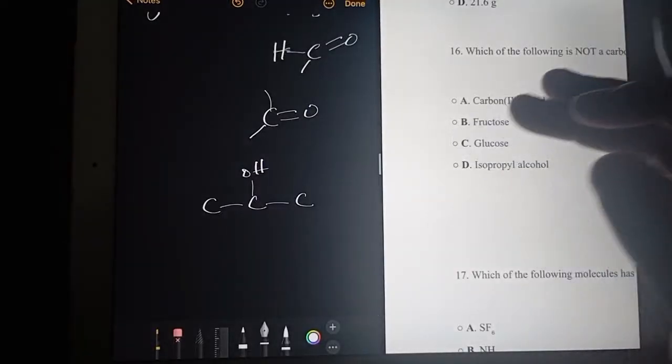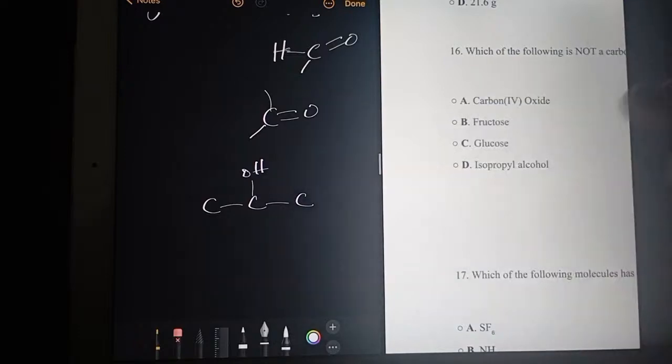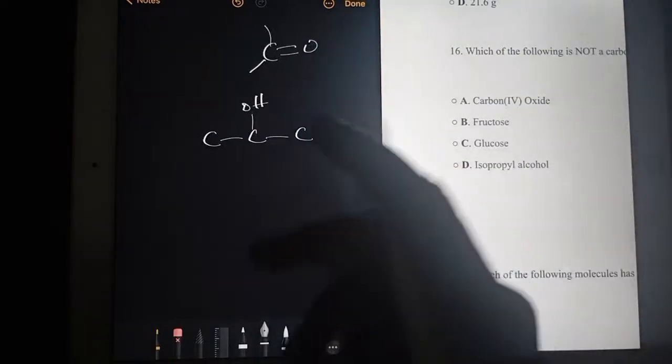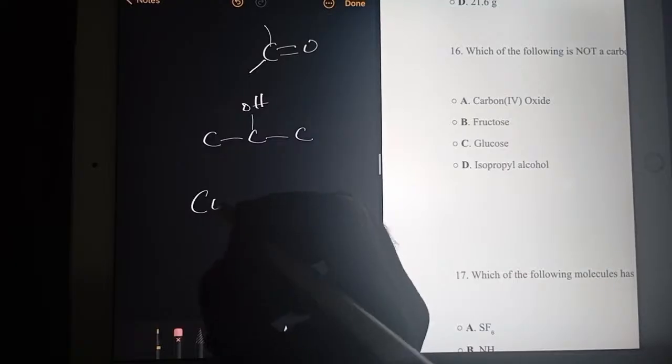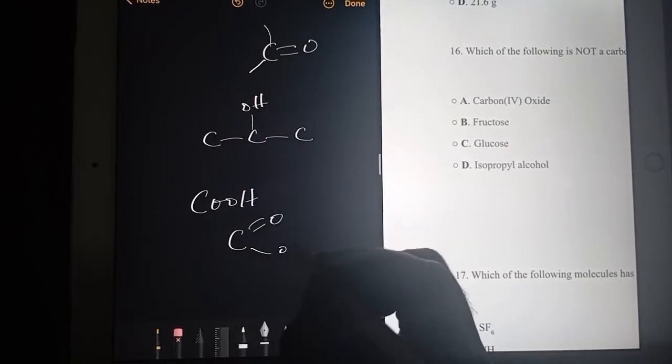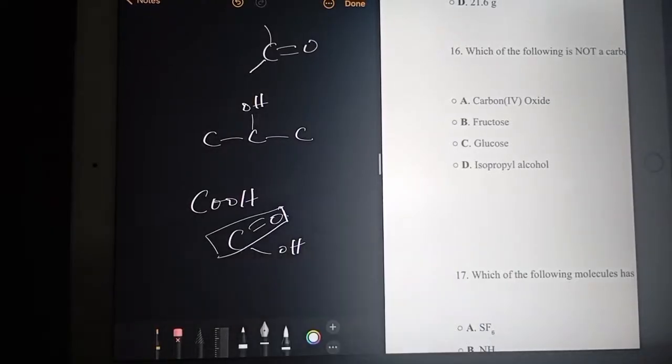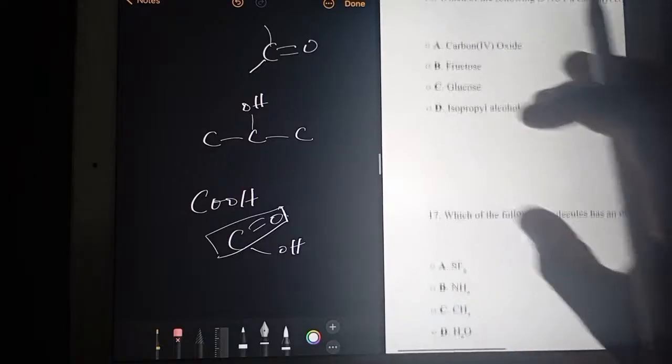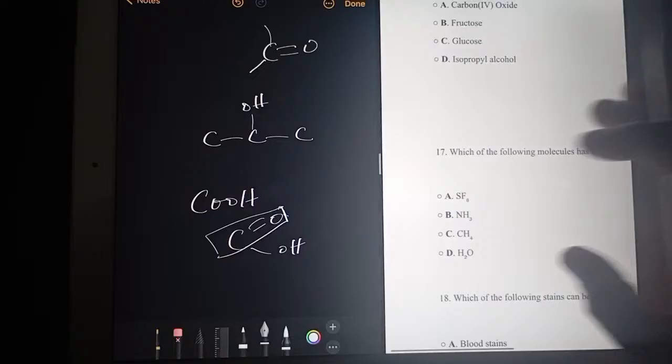Esters are also carbonyl compounds, and so are carboxylic acids, because when we say carboxylic acid, they contain COOH, which when you draw it is C double bond O and OH. This automatically makes it a carbonyl compound, all right? The general characteristic of carbonyl compounds is that they undergo addition reaction, okay?